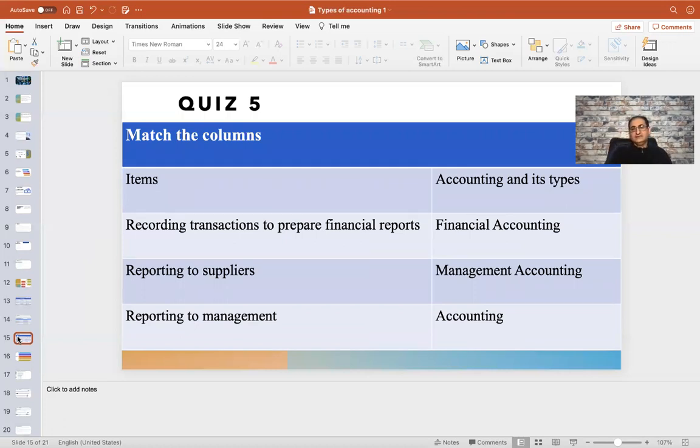So the items are given, and accounting and its types are given. The items are given on the left side, and on the right side, you can see accounting and its types. The first item is recording transaction to prepare financial reports. So what do you think? Which one is correct? Three choices are given on the right side. Which one is correct for recording transaction to prepare financial reports?